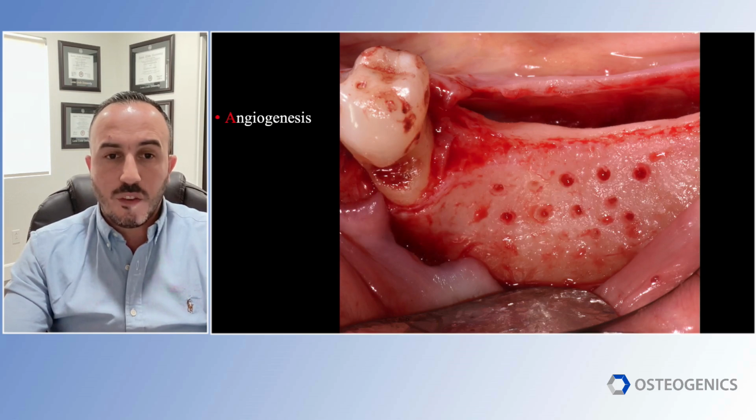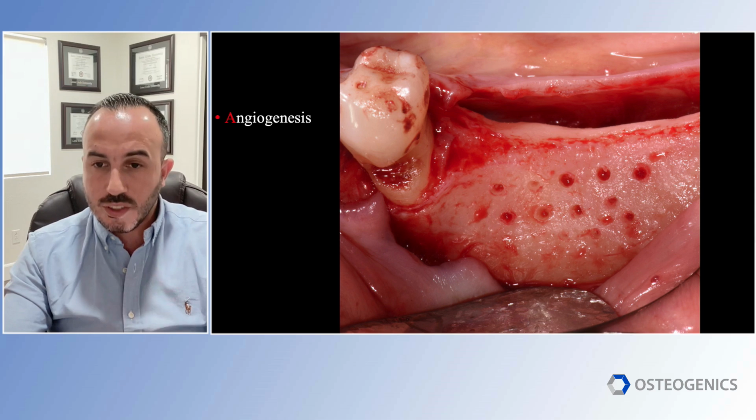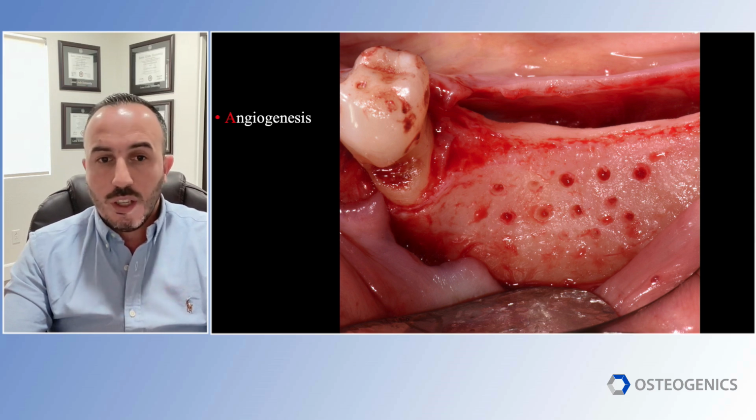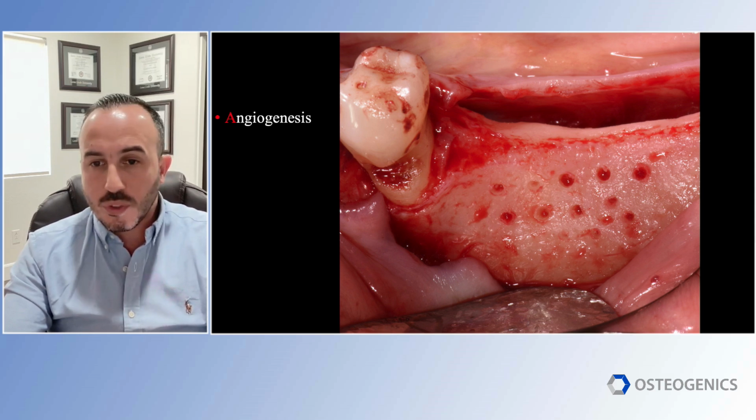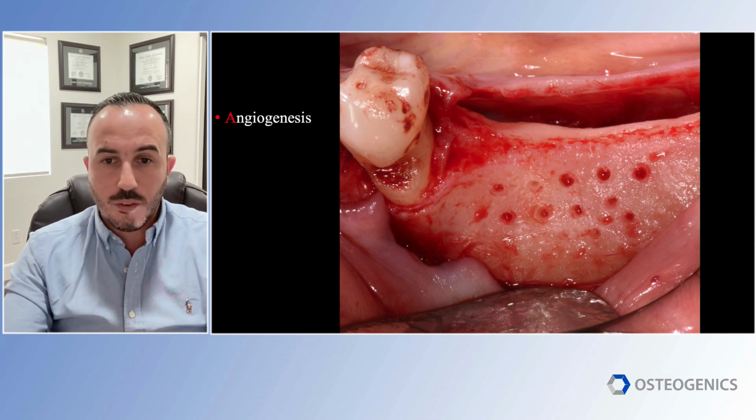Angiogenesis, we get blood supply from the adjacent periosteum, flap, or we can do some cortications in the bone. It's controversial about the benefit, but it's going to take me 10 more seconds. It's not a problem. I can always do that.